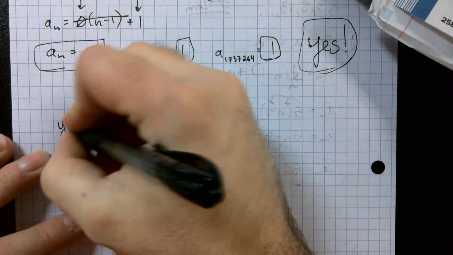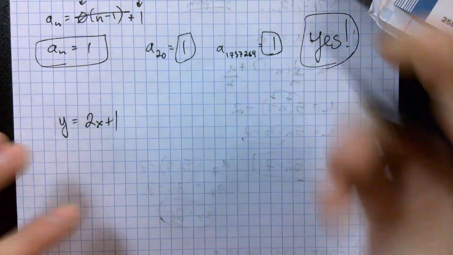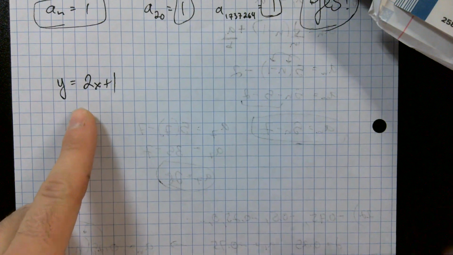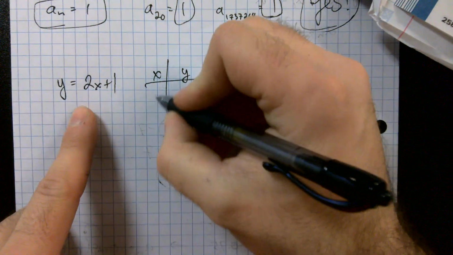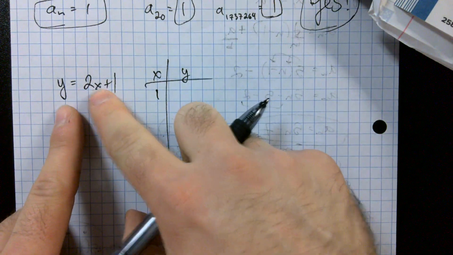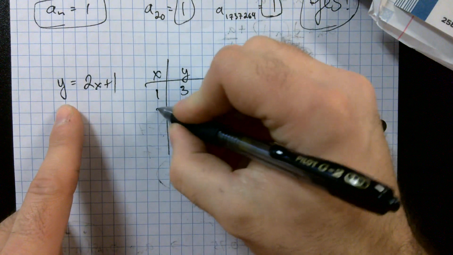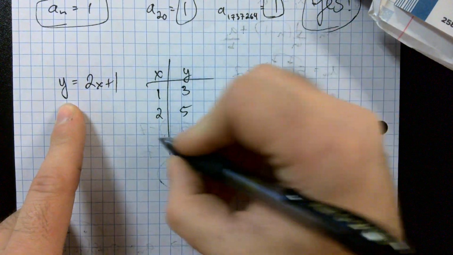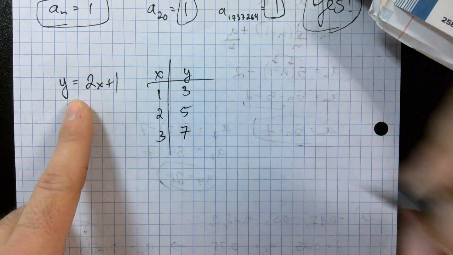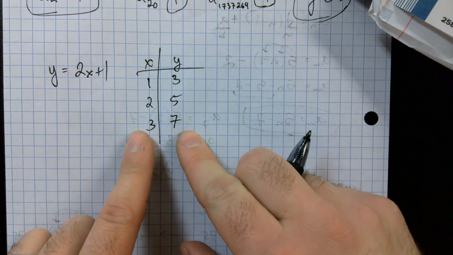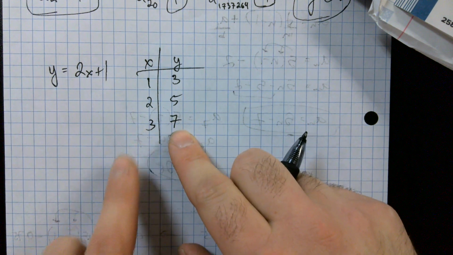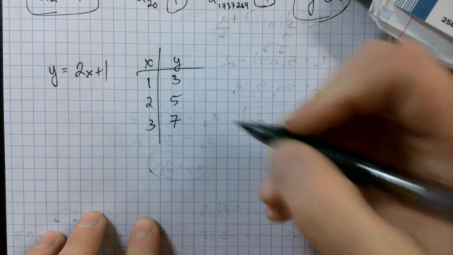If I had y is equal to 2x plus 1, we know all about our linear equations, right? I can make a table of x values and y values, where when x is 1, 2 times 1 is 2 plus 1 is 3, 2 times 2 is 4 plus 1 is 5, 3 times 2 is 6 plus 1 is 7, right? Every input's giving us an output. Does that make sense? Yes. We remember that. Does that make this a function? Yes, it is. Each input has one unique output.